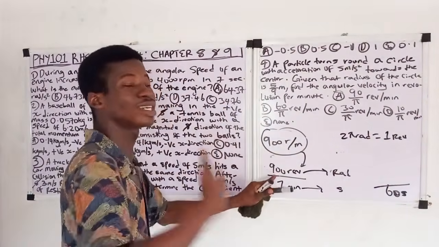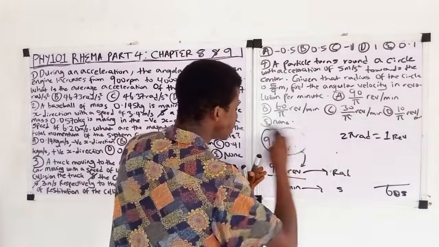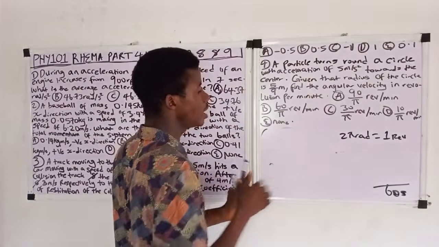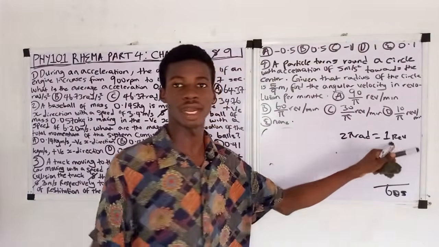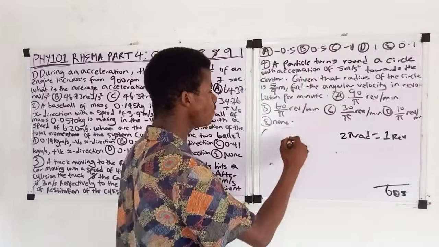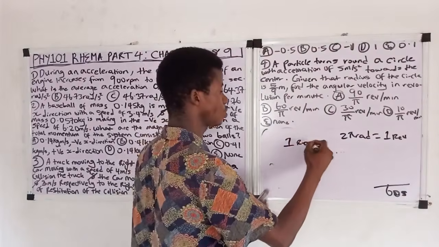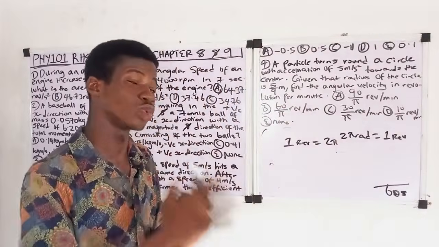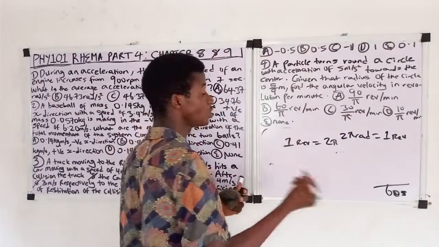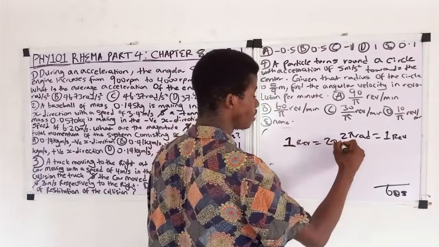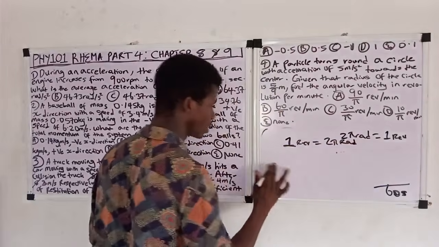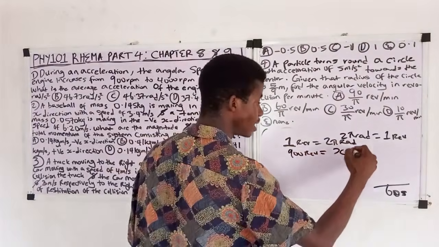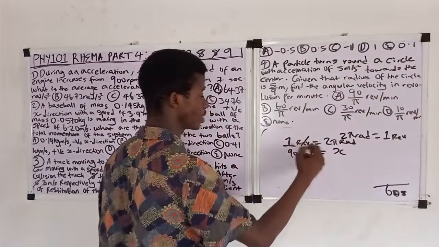Now let's convert 900 revolutions to what? To radians. It's very easy. If you look at it, 2 pi radian equals 1 revolution, right? Remember, we want to convert from revolution to radian. So if 1 revolution equals 2 pi radian, then 900 revolutions will equal what? X radian, right? Yes. This one will cancel this one.